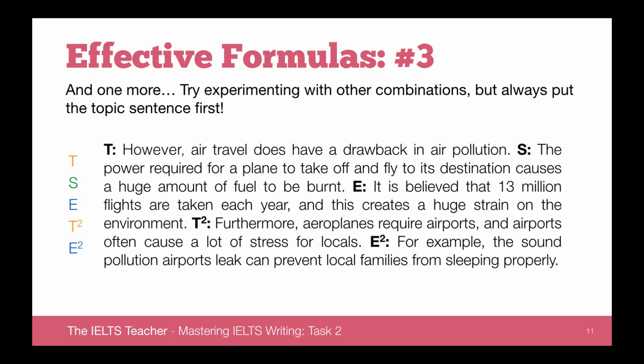Why is there so much air pollution? Well, this is why. An example of how much damage this does: it is believed that 13 million flights are taken each year, and this creates a huge strain on the environment. 13 million flights. Very, very clear example. Now we follow that up with another topic sentence which links back to the first one. Quite similar. So we're talking about drawbacks, and here's another drawback. Furthermore, aeroplanes require airports, and airports often cause a lot of stress for locals. An example of this: for example, the sound pollution airports leak can prevent local families from sleeping properly.